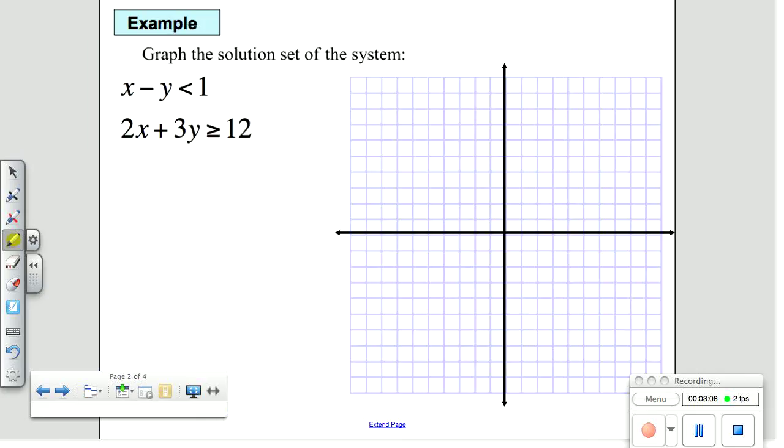Let's look at another example here. Now, we have to be careful when we graph this one. Neither of these is in y equals form, so we're going to want to get them in y equals form to start. Let's start with number 1 here in blue.